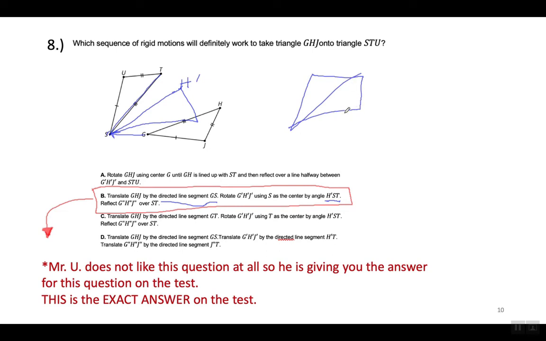And then the only thing left to do is to reflect it over this line that's in the middle. Reflect it over the line in the middle, and they'll match up. I know that they'll match up because if you look, this has 2 little lines because it corresponds to this side. This has 1 little line which corresponds to this side, and this one has 3 little lines which corresponds to this side right here.